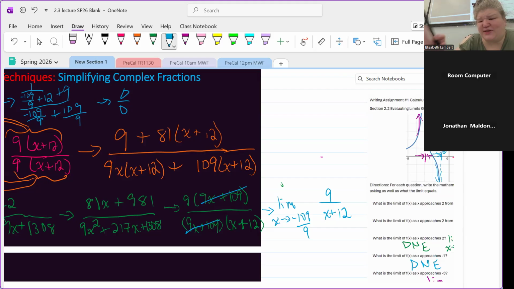Now we can substitute that number in, and that result is the answer. So we would have 9 divided by, open parentheses, negative 109 over 9 plus 12, and then close the big parentheses. And that apparently equals negative 81.